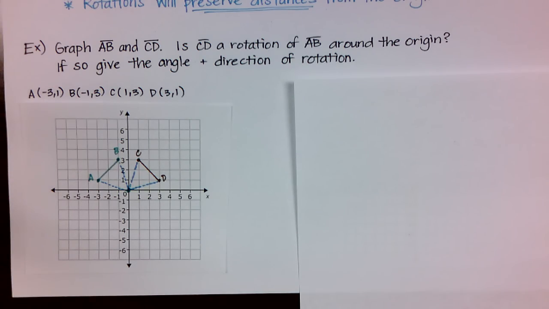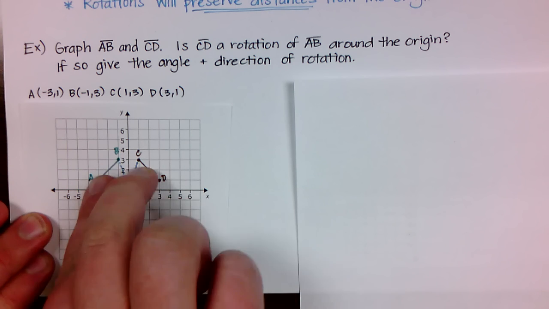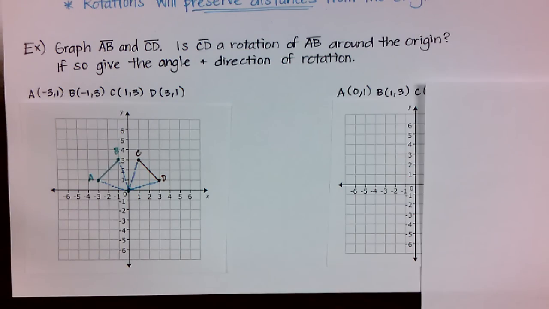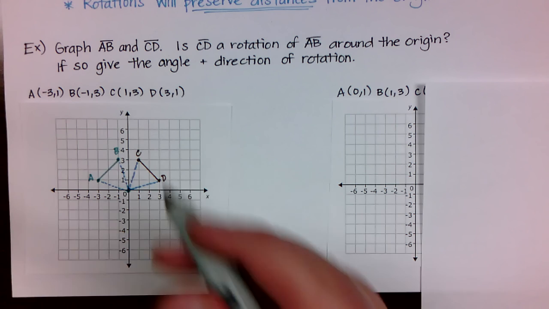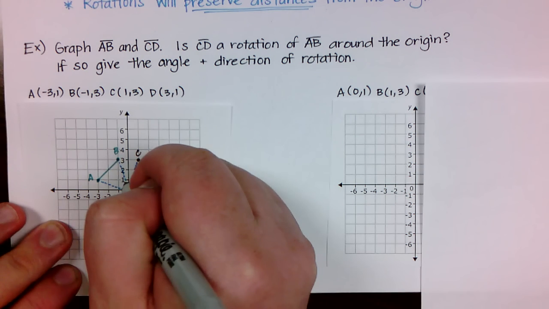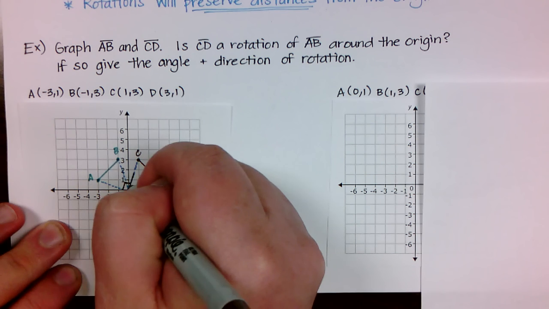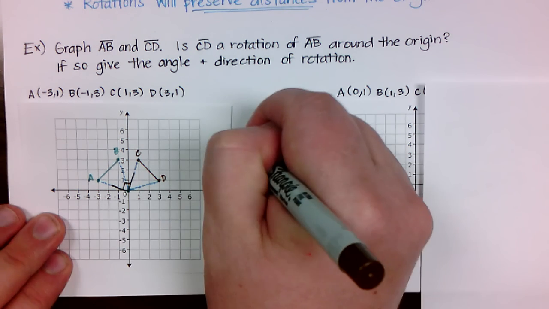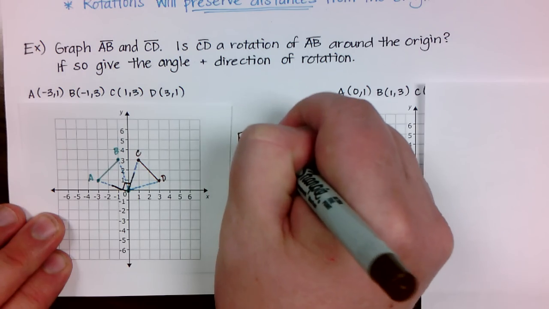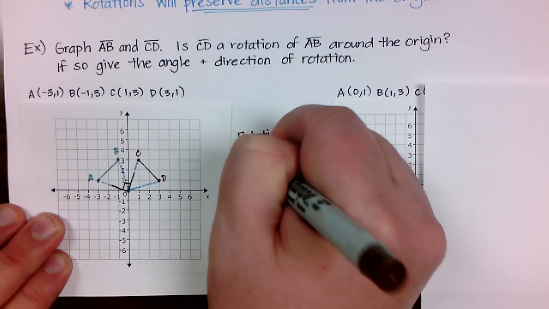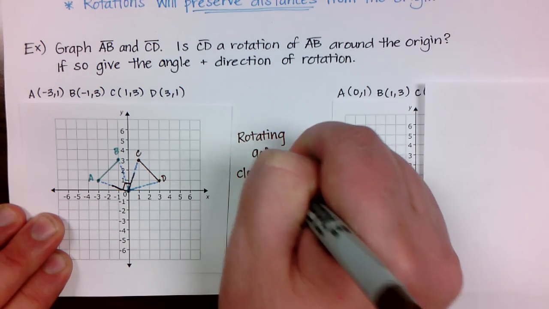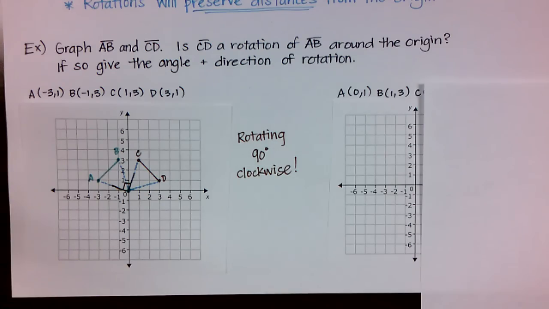What direction would you say it's going? If it's starting here at AB and it's going to CD, that is going clockwise. So I'm saying that it is a rotation in the clockwise direction, and the angle, if you look right here, is 90 degrees from this line to this line right here. So it is rotating 90 degrees clockwise. Awesome.